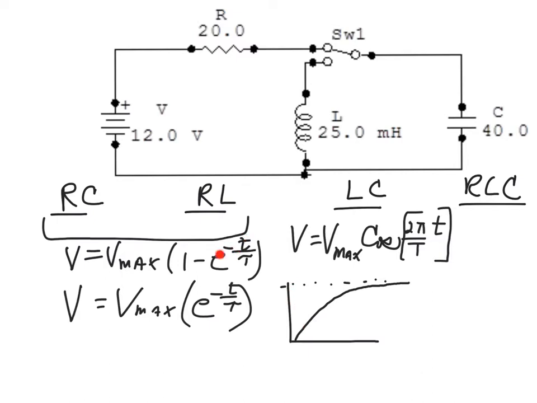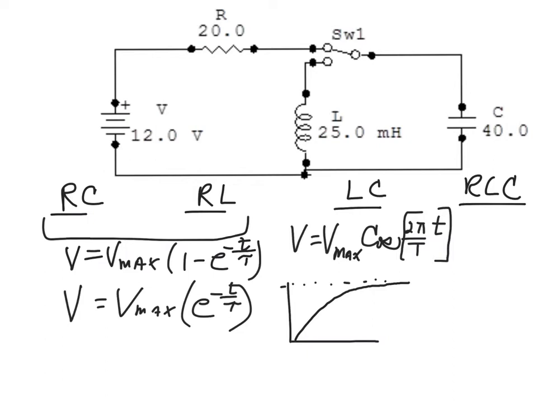When t equals 0, this is a -1, and V starts at 0. And when t becomes very long, this becomes 0, and V becomes V max.